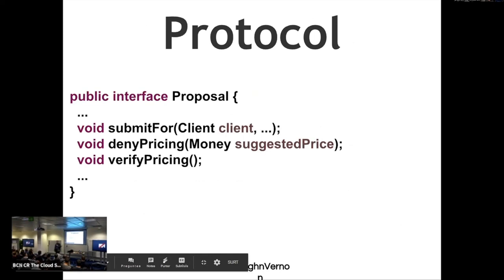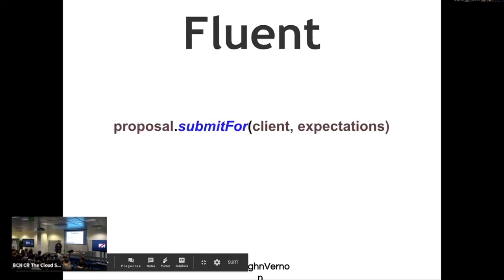So if you define a protocol, and this is a protocol in Java, could be C#, but if you define a protocol which is an interface, say that we define a protocol called proposal, and that proposal has behaviors named submit for, deny pricing, verify pricing, and so forth, right? Wouldn't it be nice if you could just tell an object to do this, but you don't block while that object does some operation? So proposals submit for client expectations.